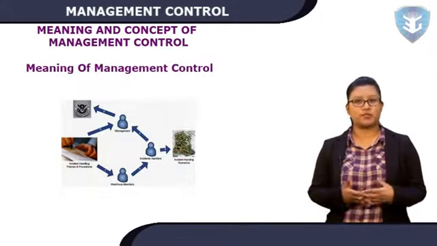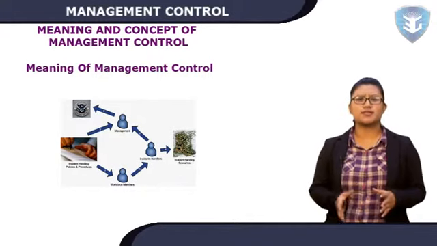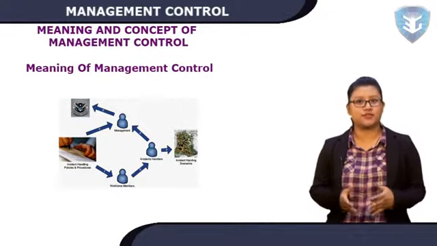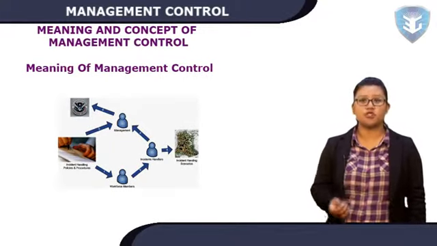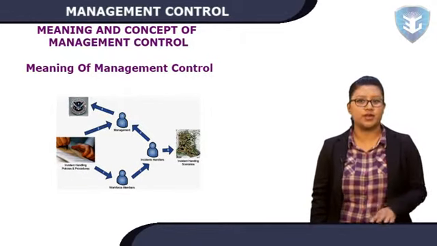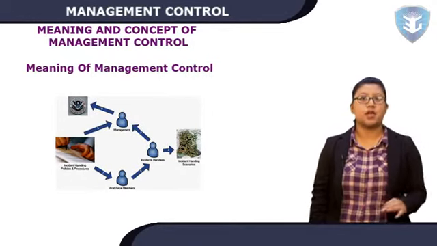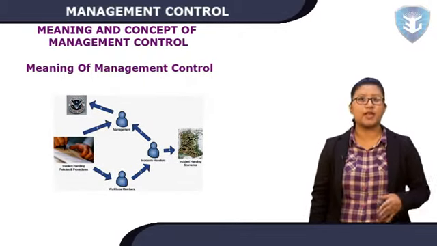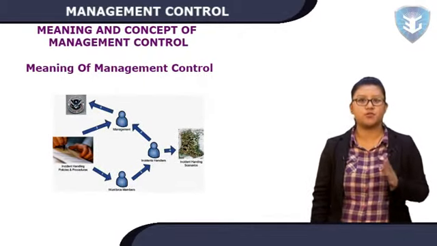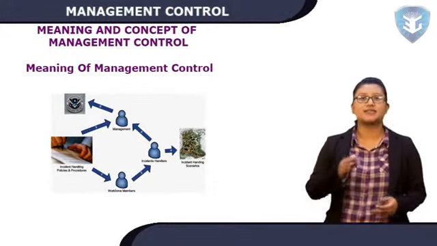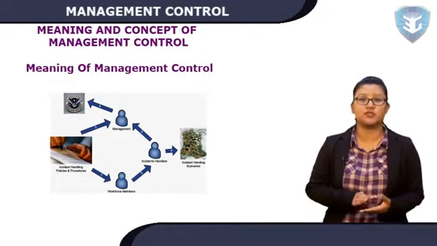Meaning of management control. Control is a system of ensuring that the actual state of affairs is in line with the desired state of affairs. It is the process of ensuring that activities and plans are producing the desired results. Management control is the process by which managers assure that resources are obtained and used effectively and efficiently in the accomplishment of the organization's objective. This definition highlights three main points about management control.